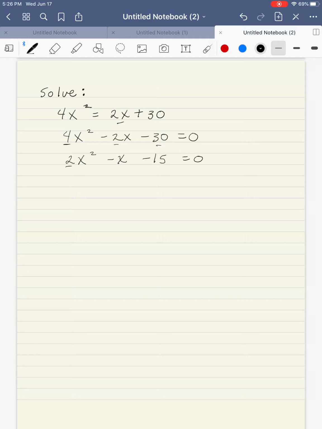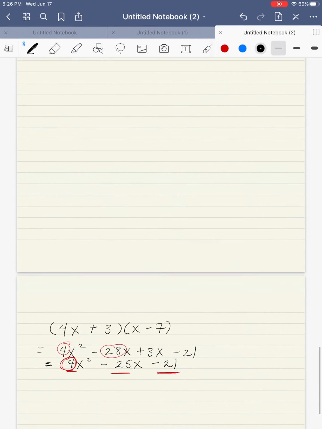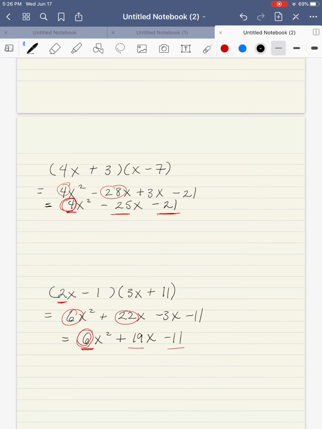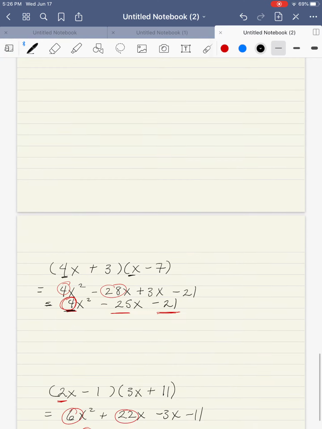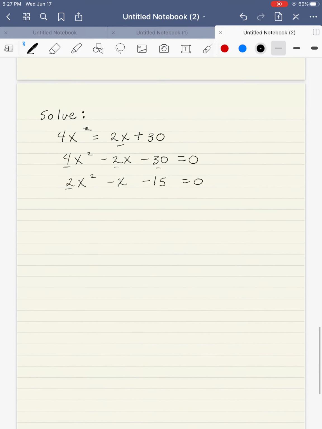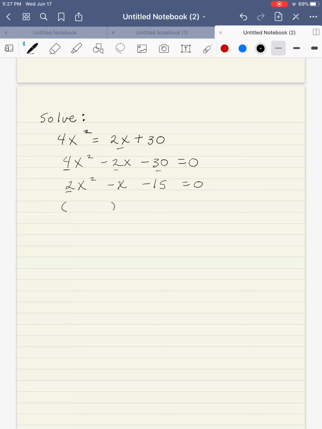So we're going to have to use either the guess and check method or the AC method. Let's try the guess and check method first. Remember when we were multiplying, this 4x came from the 4 here and the 1 here. So we know that whatever numbers I have here and here have to multiply to give me 2. In this case, the only thing that multiplies to give me 2 is 1 and 2. So I can put an x here and a 2x here. That's the only way I can get 2x squared.